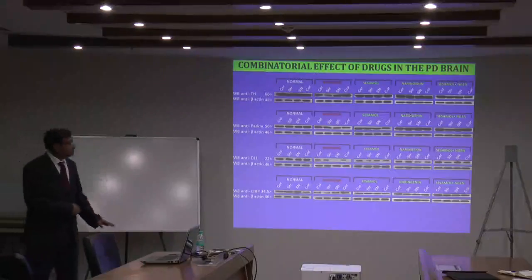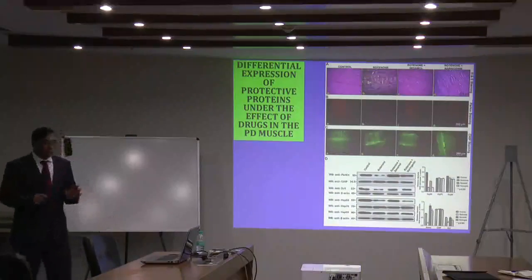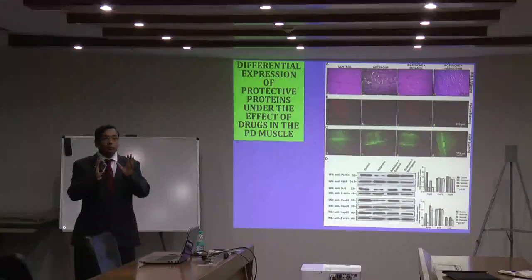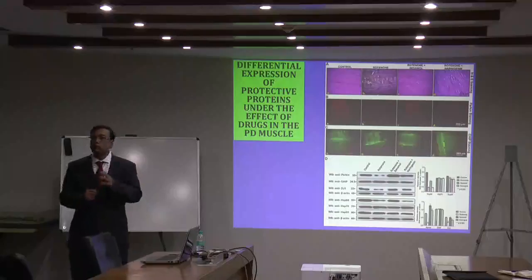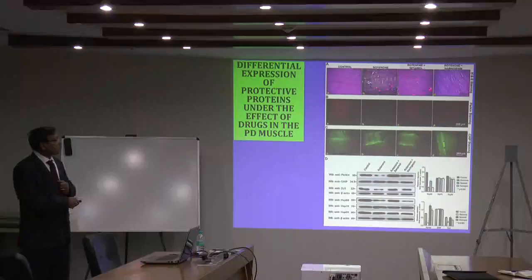I don't think it's a combinatorial approach of these drugs, okay. Now come to this slide, where we wanted to show: if PD is a neuromuscular disorder, what is the effect of rotenone on muscle? Here you can see the rotenone plus small molecule, where the muscle fiber appears. This is the control versus the small molecule, but in rotenone, there is a sort of atrophy.